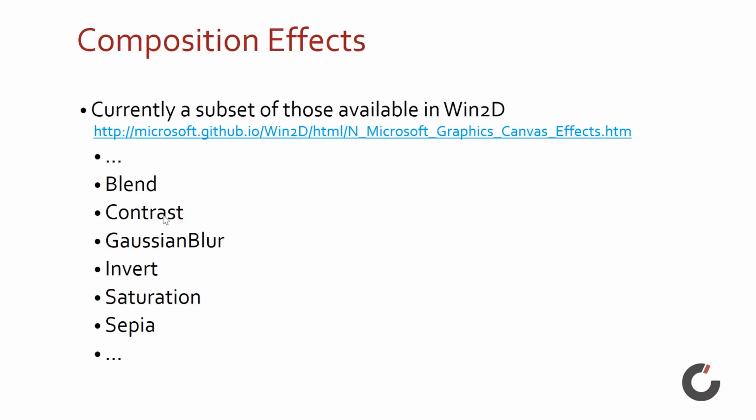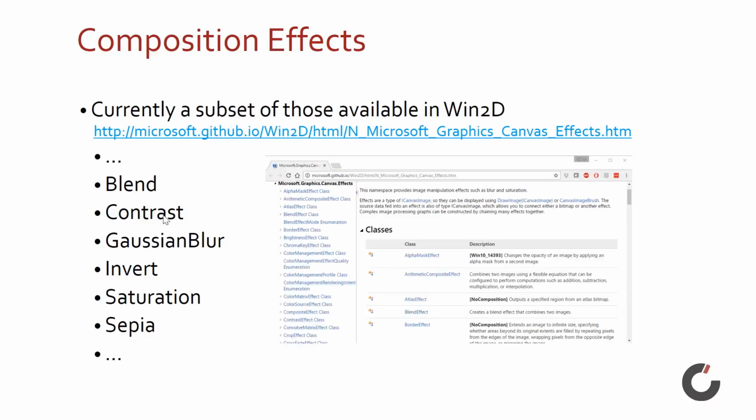Here's an example of some of the types of effects that exist. So blend allows you to take two input sources and blend those things together. Contrast, as the name suggests, allows you to adjust the contrast of an image. Gaussian blur gives us a nice blur effect, which you'll see demonstrated in a few examples later on, but it's kind of the basis of the glassy effect that we may remember from the Vista days and so on.